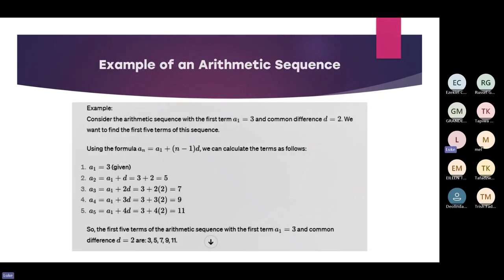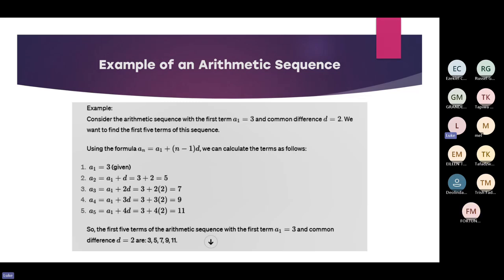We are going to give you an example of an arithmetic sequence. Consider the arithmetic sequence with the first term A subscript 1, as we have said in the slide that we were on.